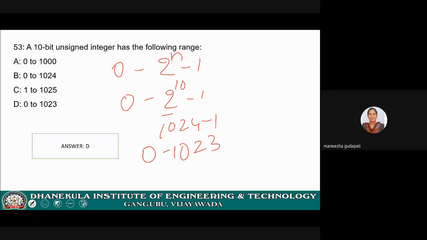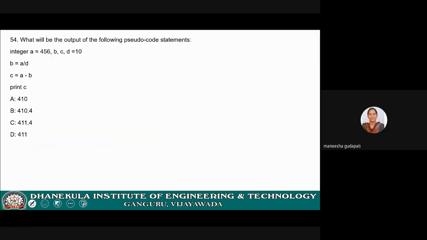Next. Look at this pseudocode. Here they have given you some pseudocode and they are asking what will be the output for this expression. If I solve this B and C expression, what is the output of C? Here they are printing the C value. What will be the output? Whether it is 410, 410.4, 411.4, or 411.